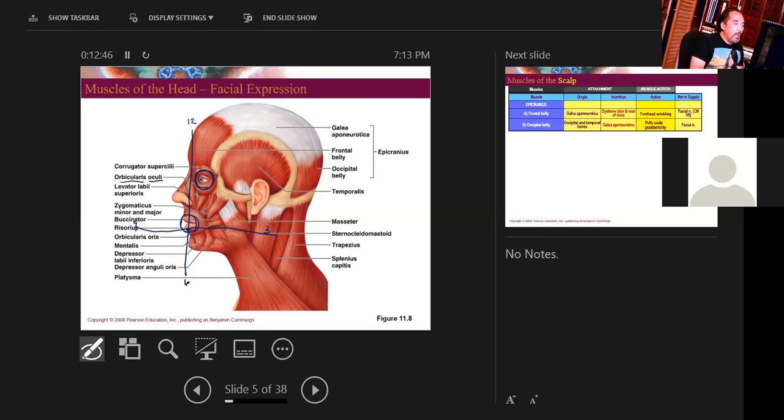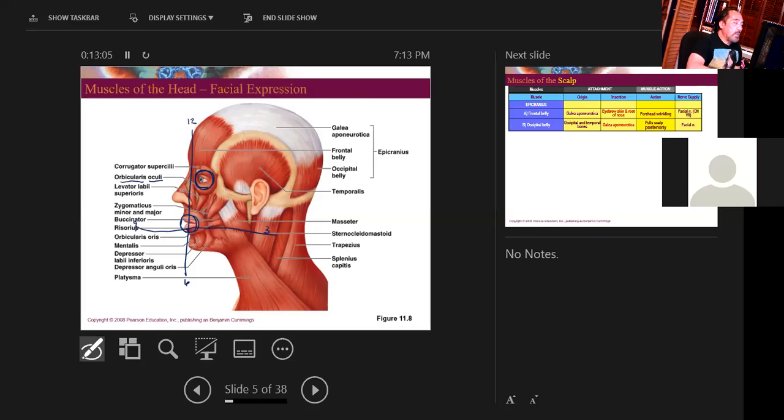Because remember, what's the purpose of a facial muscle? A facial muscle is literally to move the lips in order to produce what we call facial expression, okay? And that's the reason why we call it a facial muscle. So I'm going to use this as a way to identify all the things I need in the facial muscles.